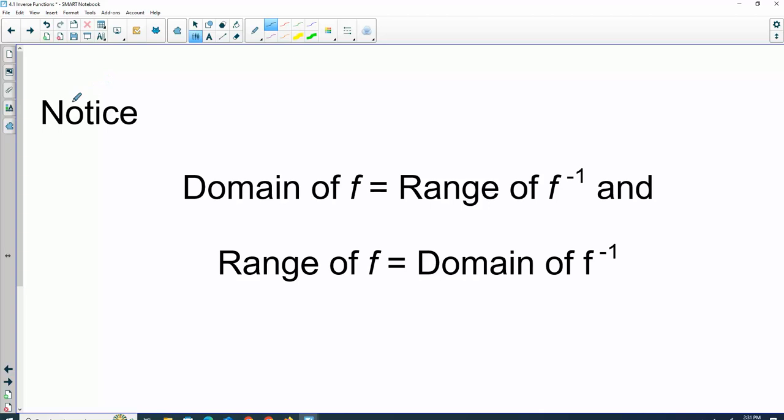So, a couple things to note. The domain of the original function, those were the x's, it became the range in the inverse. X and y flipped roles. The range of the original became the domain in the inverse.